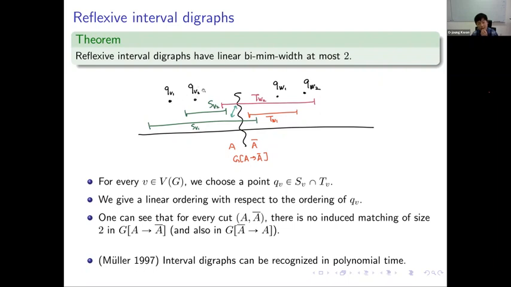But then from the A side, we only need to consider the source set, and for A bar, we need to consider the terminal set, right? Because we only consider the edges from A to A bar. So you can easily figure out that if SV1 and TW1 intersect and SV2 and TW2 intersect, then one of SV1 and TW2 or SV2 and TW1 has to intersect. So this means that there cannot be two induced matchings. Also on the opposite side. So this means that this ordering gives a linear bi-mim-width of at most two.